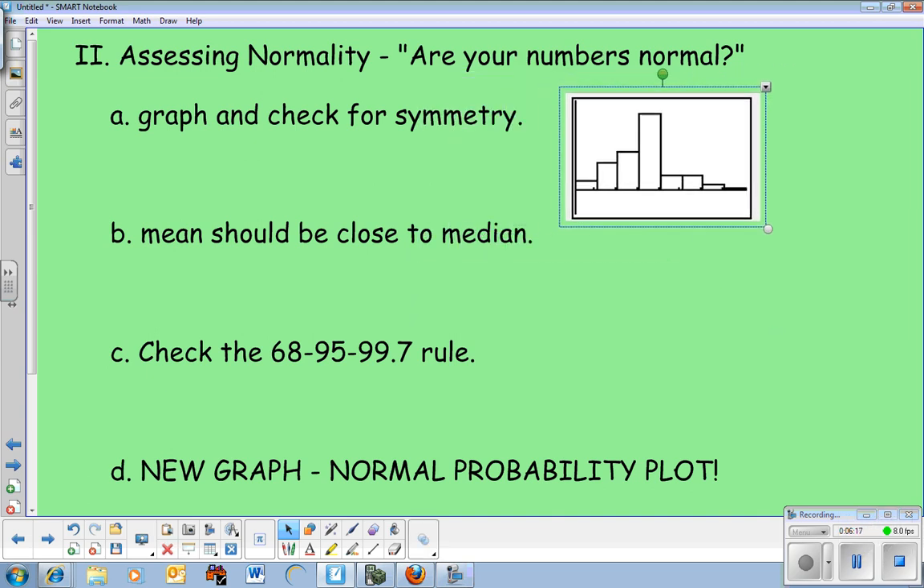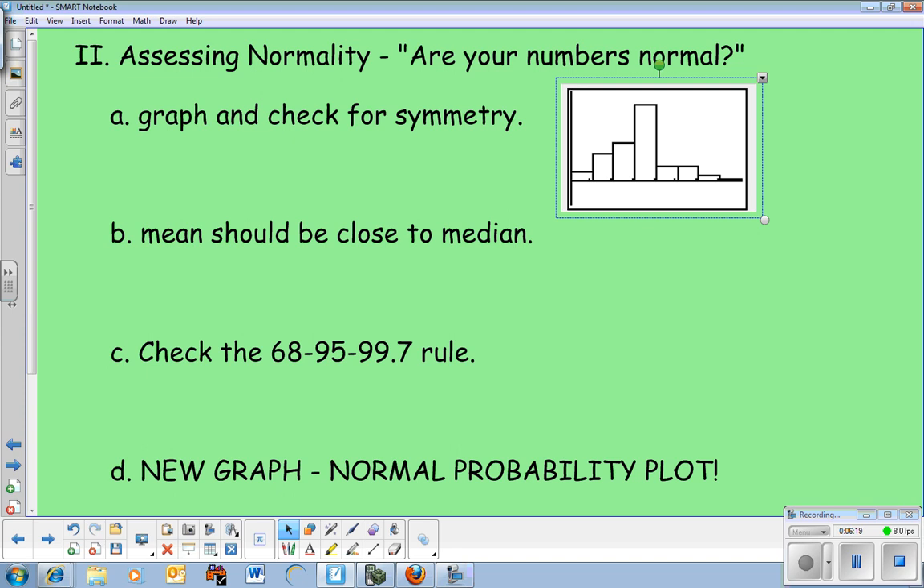So does this rule it out? I wouldn't say this rules it out. There's somewhat of a symmetry. At least the peak is in the middle, and it's kind of a guessing game at this point. We haven't declared it not normal. It's not strongly skewed, but this thing doesn't exactly look like a normal graph.